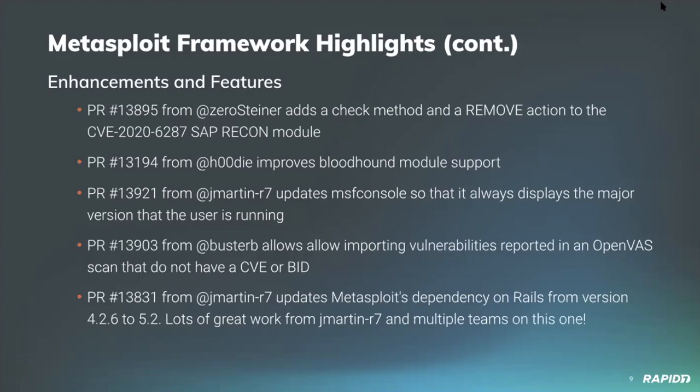Metasploit's Brent Cook updated the OpenVAS scanning to allow importing vulnerabilities that did not have a CVE or a bug ID associated with them, so we get more complete result sets. And another contribution by Jeffrey Martin from Rapid7, as was alluded to already on the Pro side of the announcement, the dependency on Rails has been upgraded from 4.2.6 to 5.2. So this was a large team effort. So huge props to that.